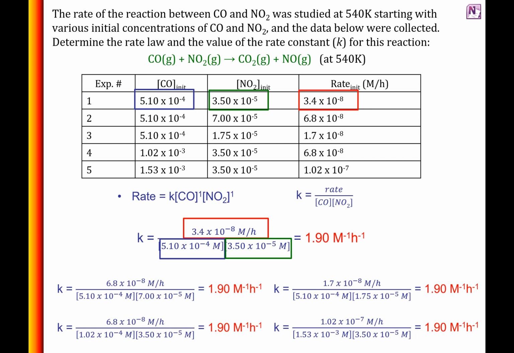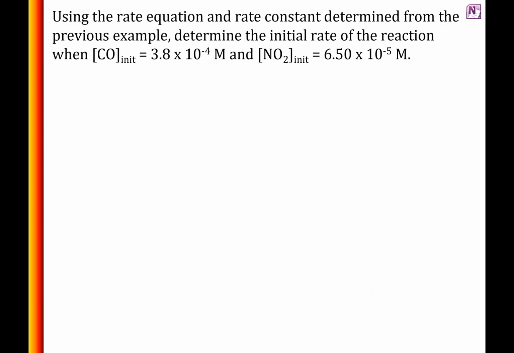So here we know our rate law, and we know our rate constant. Here it's asking us to use that rate law you just found and determine the instantaneous rate for these two conditions. So we just bring in our rate equation. Now we know rate is equal to K times CO times NO2.